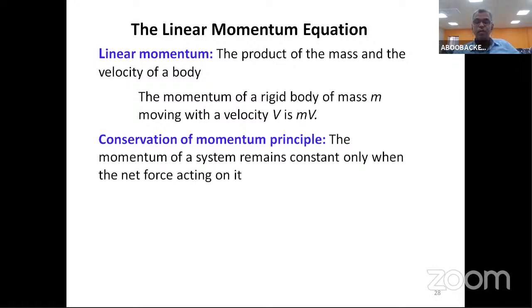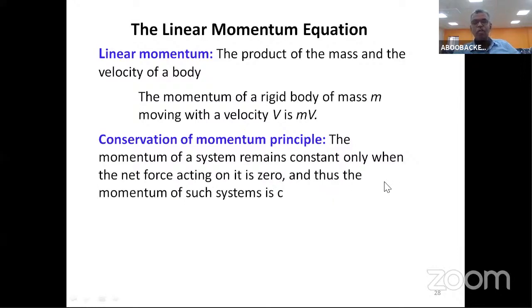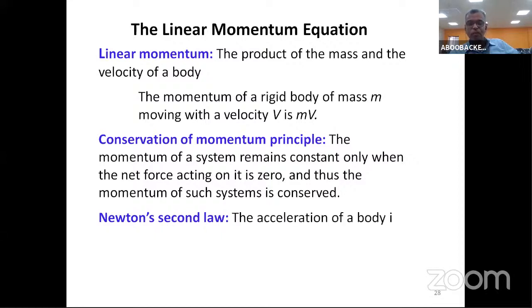Momentum of a system remains constant only when the net force acting on it is zero. Thus the momentum of such a system is constant. For mass, the rate of change was zero, but here momentum is conserved only if the net force is zero. If there is a net force, then there will be a change in momentum. So that is the conservation of momentum, or momentum balance. And this is Newton's second law.